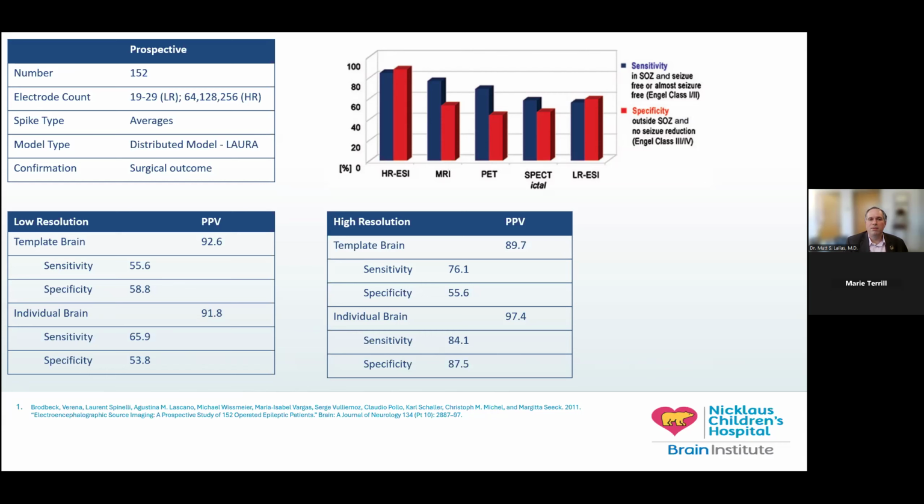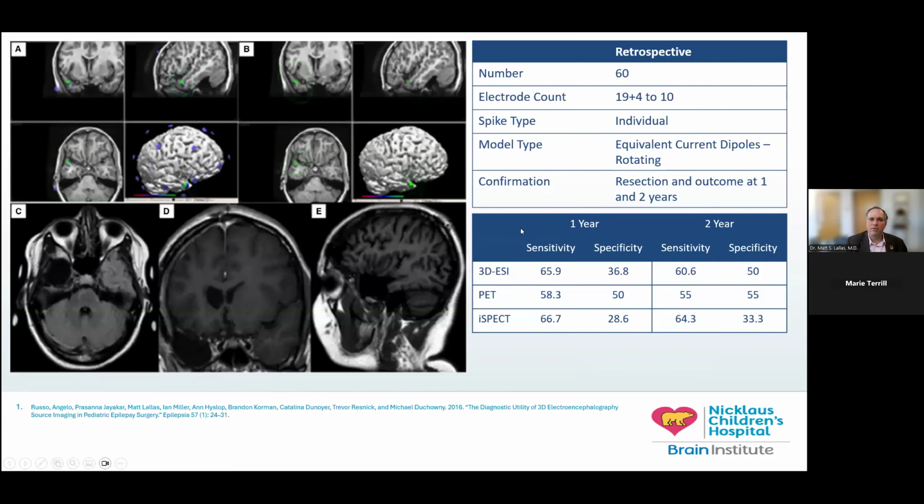Interestingly, the numbers are not as great, but still quite good for the low resolution ESI, just using somewhere between 19 and 29 electrodes, the standard 10-20 plus or minus 10 to include subtemporal plus a few higher. The study looked at it based off of the surgical outcome, patients doing quite well. And if we're taking a look at these numbers, we're seeing PET and SPECT sensitivity around the 60s, which is about typical.